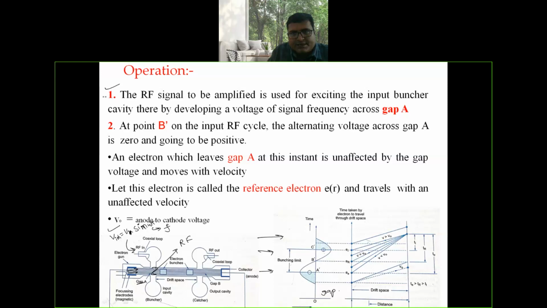Let us discuss now. Here, this is the RF voltage generated at the position of gap A. At this particular point, B dash, the RF voltage value is 0. The electrons which leave gap A at this particular instant will not be affected by the gap voltage, and the electrons move with the velocity V is equal to V naught, and the velocity value is given by root of 2 eV naught by m.